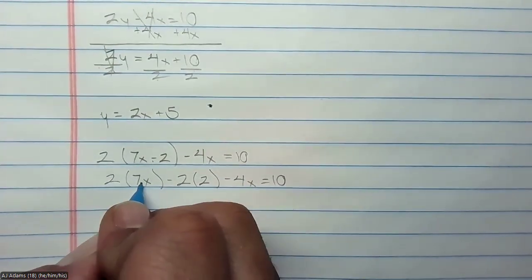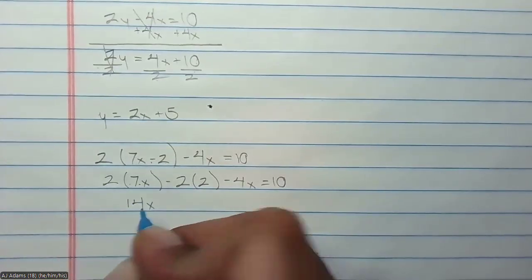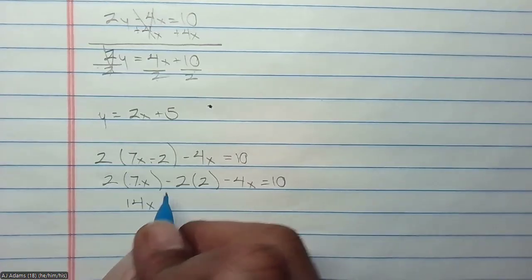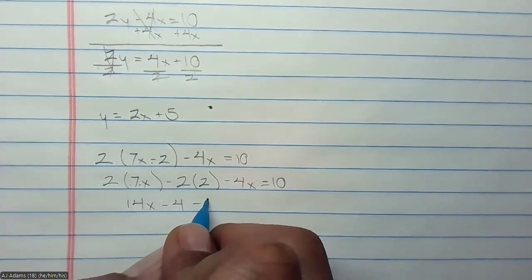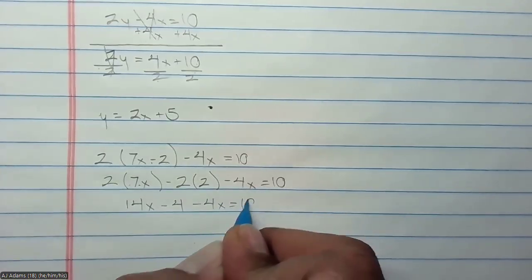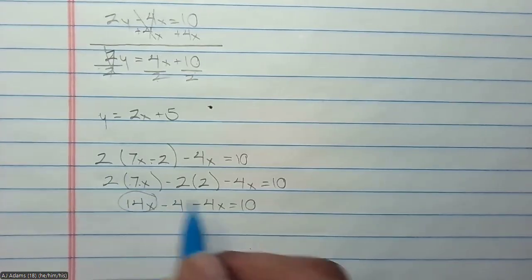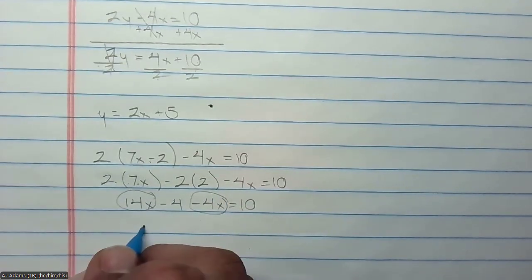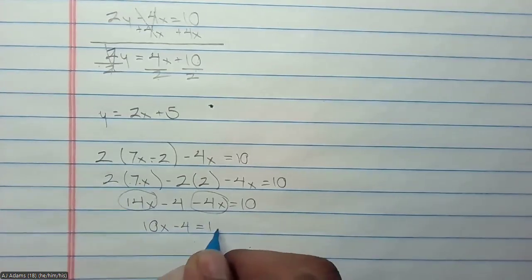So 2 times 7x, if you have two 7x's, you have 14x. 2 times 2 equals 4. So 14x minus 4 minus 4x equals 10. We can collect like terms, and you have a 14x and a negative 4x here. So that equals 10x minus 4 equals 10.